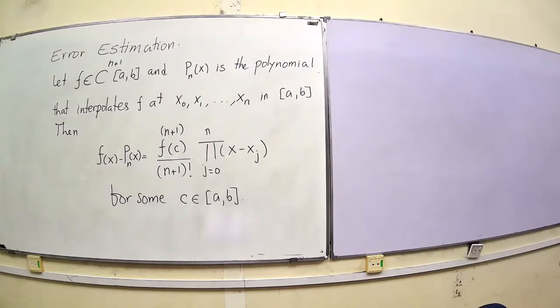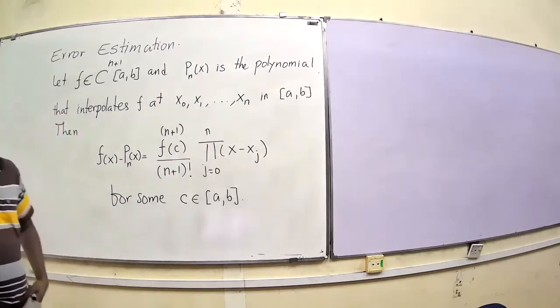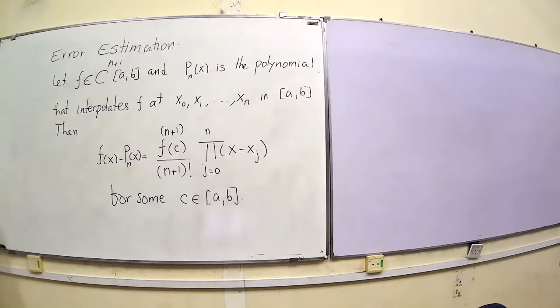But before that, we talked about the Lagrange interpolating formula and how to interpolate a function by using Lagrange interpolation. That interpolates a function at distinct points x0, x1 up to xn. So here we are going to talk about error estimation in those approximations.